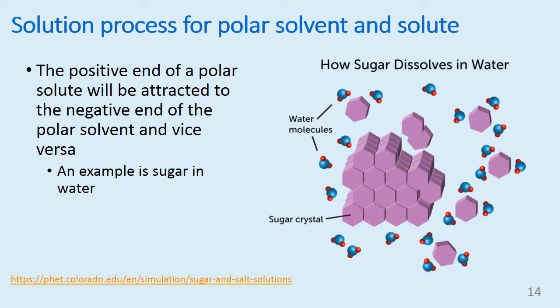Sugar also dissolves in water. Sugar is all polar, but some parts of it are positive and some parts are negative. And so again, the positive parts will be attracted to the negative ends of water, and the negative parts of the sugar will be attracted to the positive parts of water. Because they have similar attractions, positive and negative, they will mix pretty well with each other.